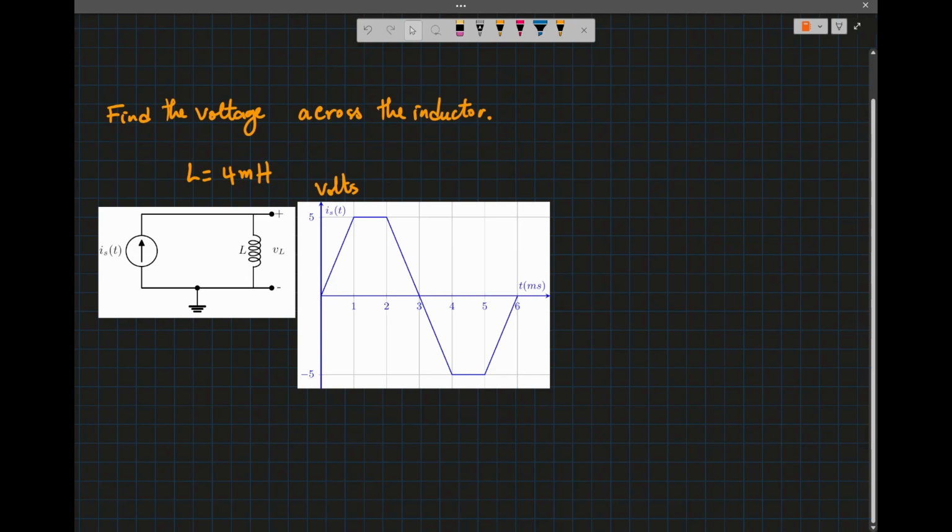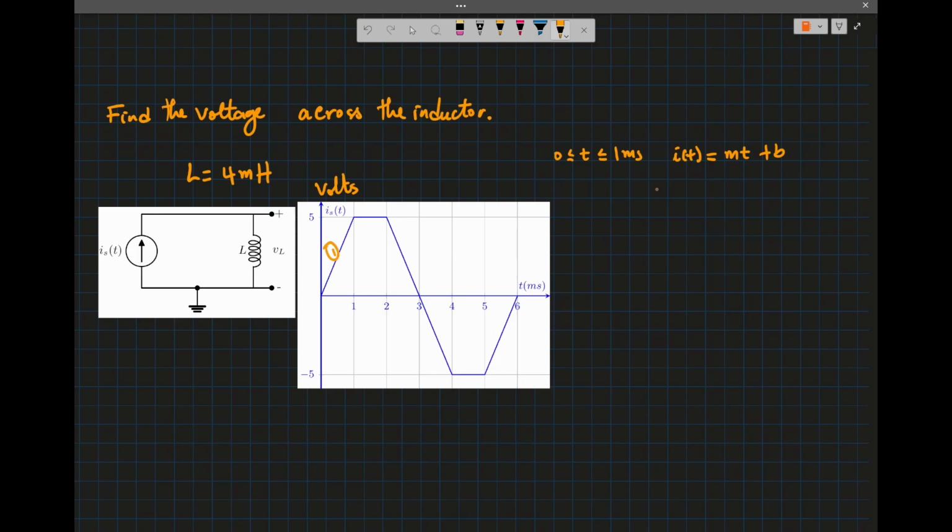So what we wanted to do is to find the equation of the current through the inductor for each interval of time. For example, when 0 is less than or equal to t less than or equal to 1 millisecond, what is the equation of the current? Call this number 1. We know that the equation is linear, a line, so we can write it as mt plus b. Now we need to find m and b. So m, which is the slope, is the rise, which is 5, divided by the run, which is 1 millisecond. So it's 5 times 10 to the 3.